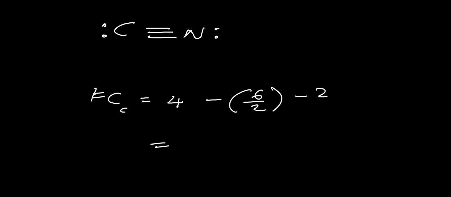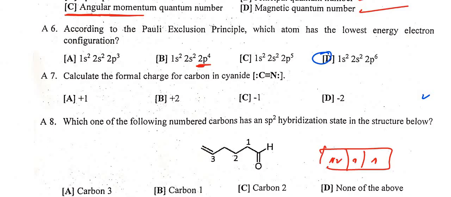This gives us what? 4 minus 3 minus 2. This gives us what? A -1, right? Yeah, so we need to get -1. Is there an option there? Yes, this guy, right?